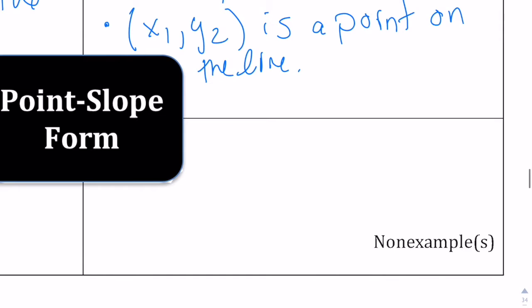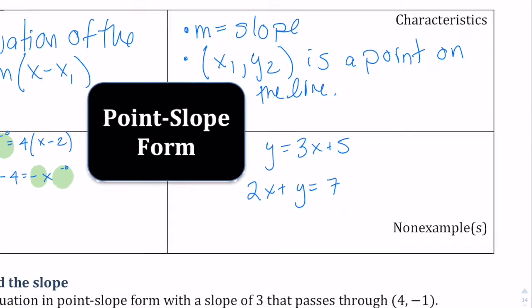Some non-examples would be things like y equals 3x plus 5. Here, even though there's a 5 over there, you might try to argue it's similar to the odd examples we had before. The 3 is not really being multiplied by the 5, so there's no parentheses, so that would not be an example of point-slope form. Also, something like 2x plus y equals 7 would not be point-slope form. We'll talk about what that form is later.